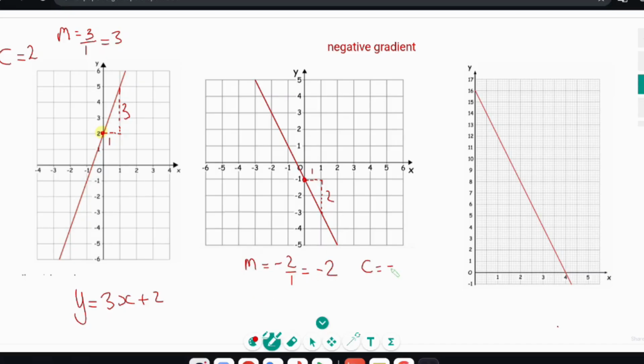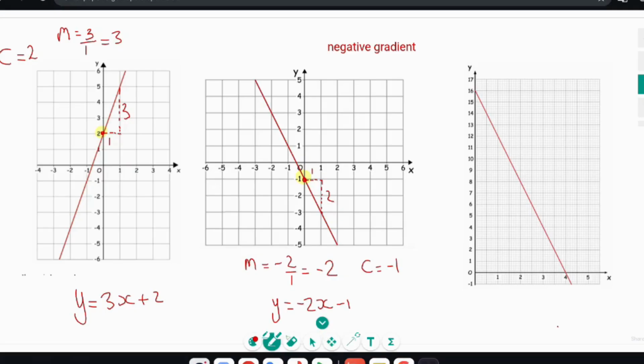Your y-intercept is -1 because that's where it's crossing your y-axis here. So the equation of the line is y equals -2x minus 1.